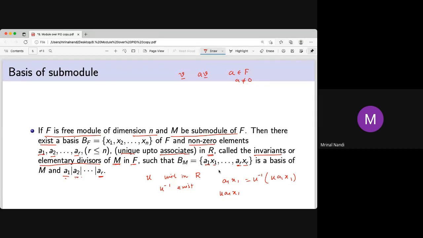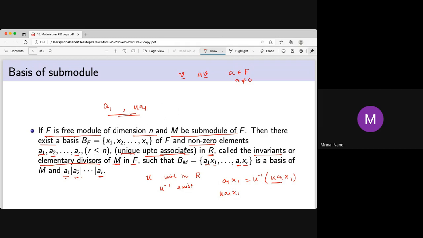So we can always replace a1 by Ua1. You can always choose that. In that case, a1 may not be unique. That's why you write unique up to associate. You know that if U is a unit element, then a1 and Ua1 are called associates. These two elements are called associates, because each can be represented as a multiple of the other. Here you don't use the term scalar; it's just an element of the ring.